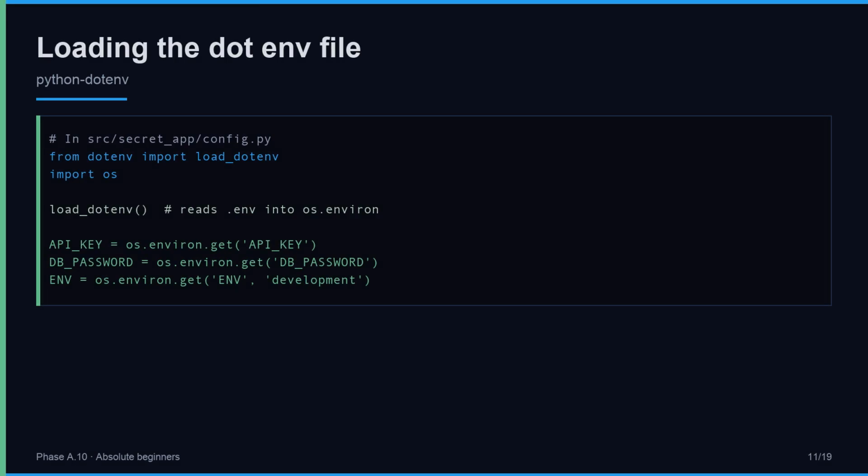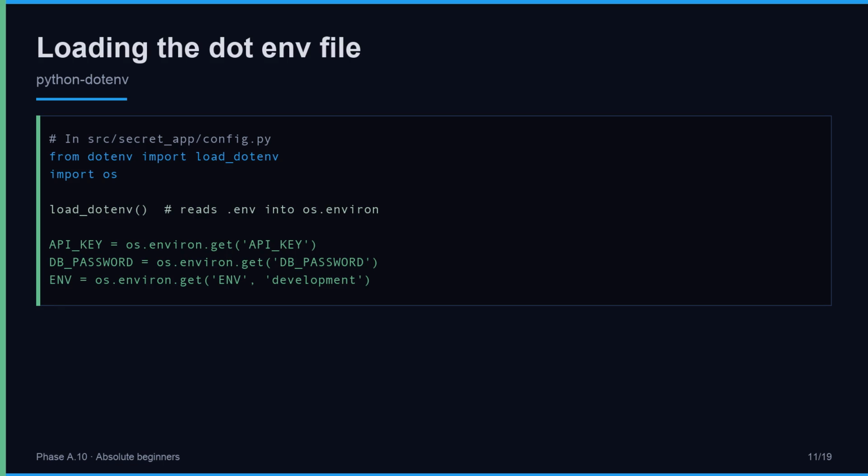Read the environment. Reading the .env file by hand is tedious, so a library does it for you. Import load_dotenv from the python-dotenv package. Call load_dotenv with no arguments. It finds the .env file at your project root, reads every line, and puts each key value pair into os.environ. After that, you read os.environ as if the values had always been there. One function call, and every secret is available.